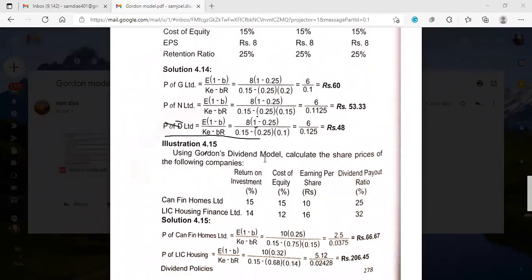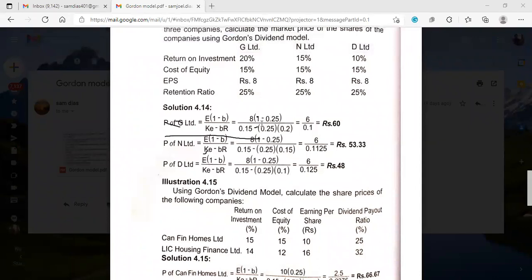Now kindly note that here 1 minus B means the dividend payout ratio. Since the retention ratio is 25%, 75% must be the dividend payout. So instead of 0.25 in the numerator, you have to write 0.75. And 1 minus 0.75 means we'll get only 0.25. 0.25 must be multiplied with the 8. That will lead to the answer of 2. Now instead of 6 we have to write 2, and in the denominator the figure will be the same.